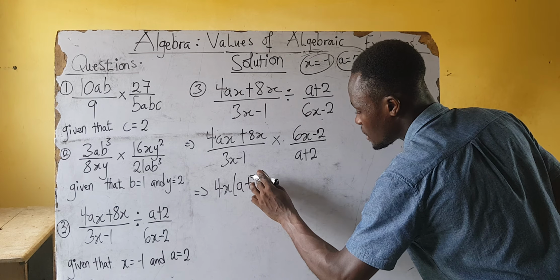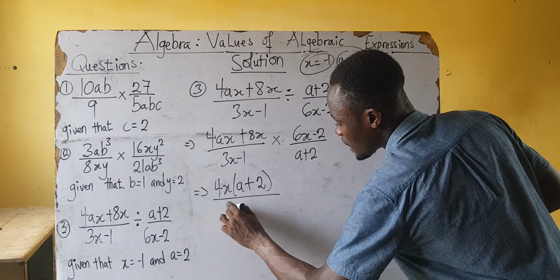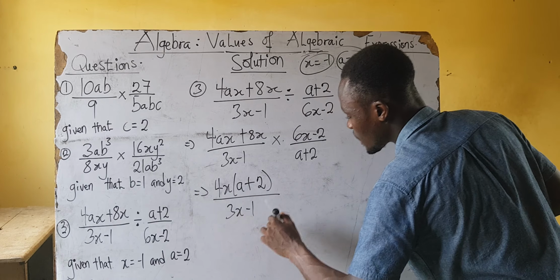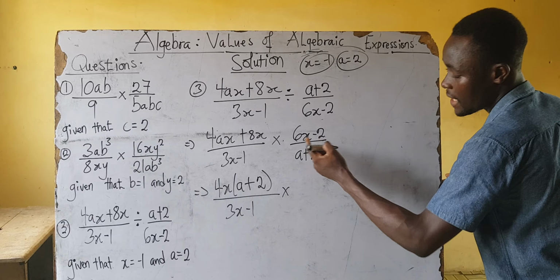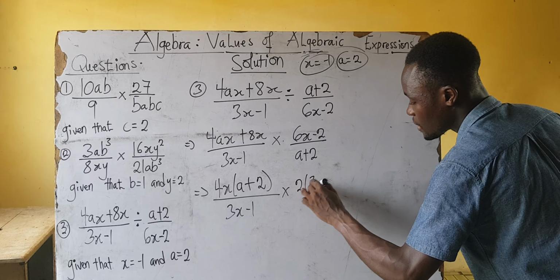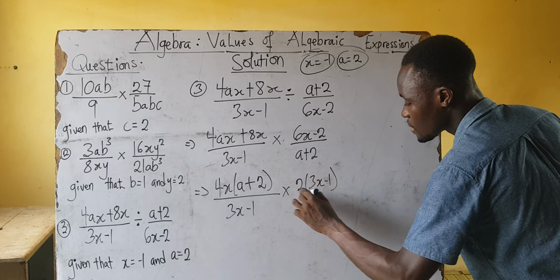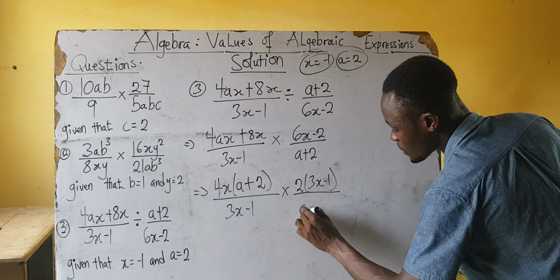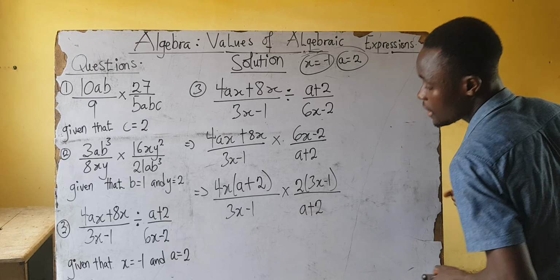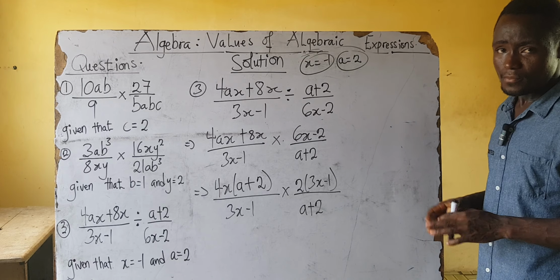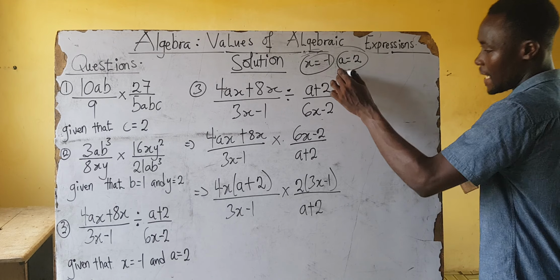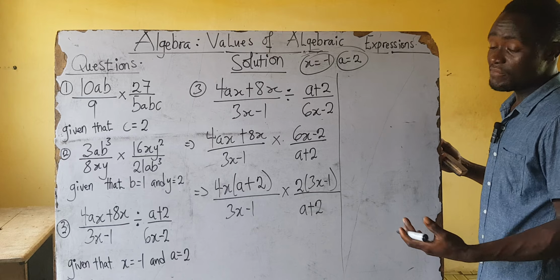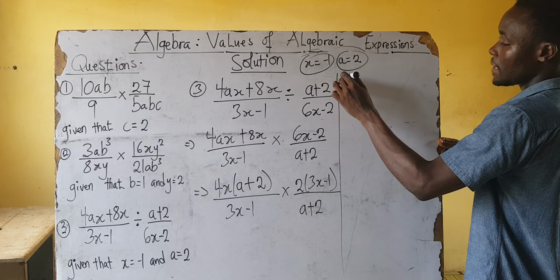By 2 left in the bracket all over 3x minus 1. Multiplying here too, they have something common. I have 2 out, 3x minus 1 all over a plus 2. Let me write it also a plus 2. So that's what I am having. I believe you are following. Very good. That is using an alternative means. So let's continue with it.